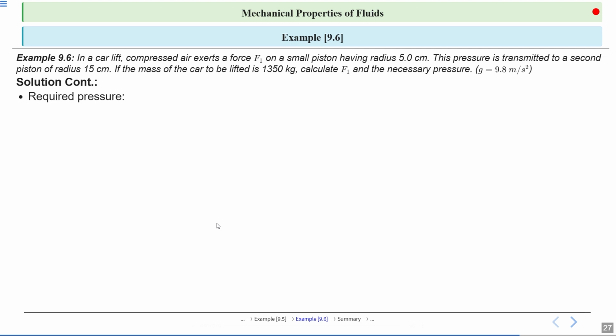Now let's focus on the required pressure for this system. We start with the formula for pressure, which is P equal to F1 divided by A1. Here P represents pressure, F1 is the force exerted by the small piston, and A1 is the area of this small piston. This equation shows us how pressure is directly proportional to force and inversely proportional to area. So substituting the known values into the equation, we have 1470 divided by pi into 2.5 into 10 raised to the power minus 3.